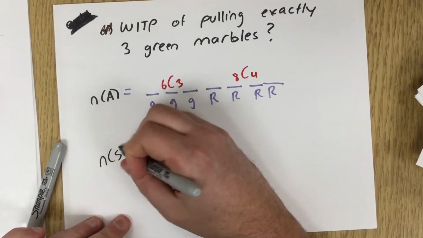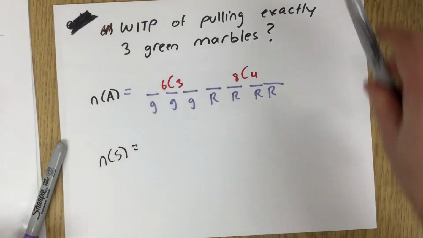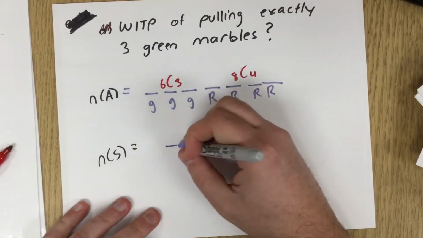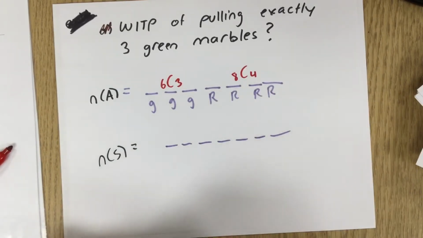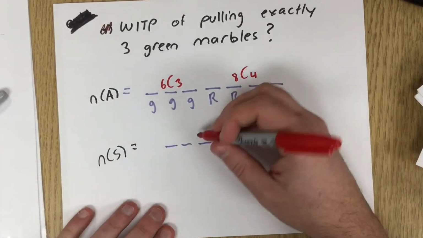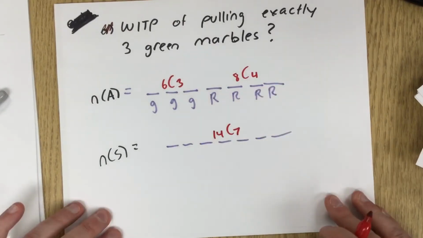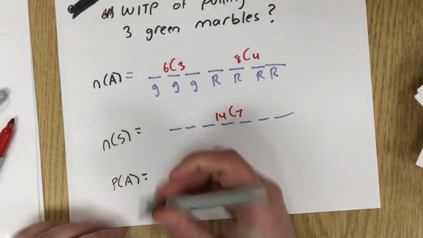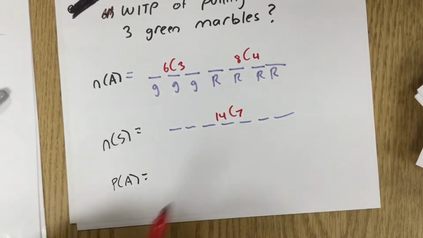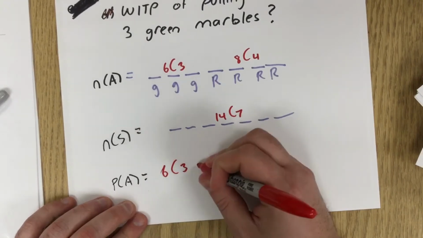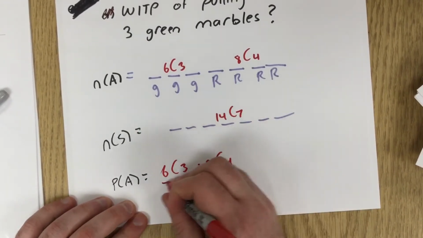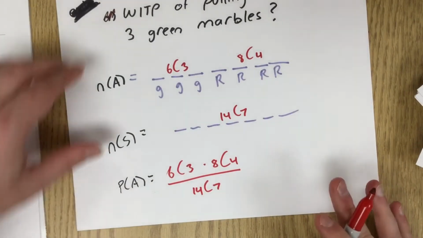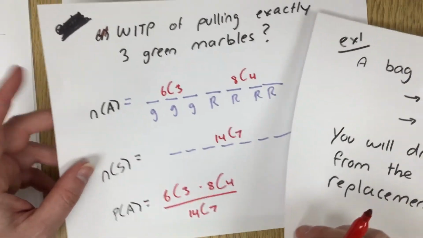And then our total that we're doing this out of is we're just picking 7 marbles with no restrictions. So that would be 14 choose 7. So the probability of getting what we want is going to be 6 choose 3 times 8 choose 4 over 14 choose 7. Okay, so what we're going to do now is try to turn that into a formula.